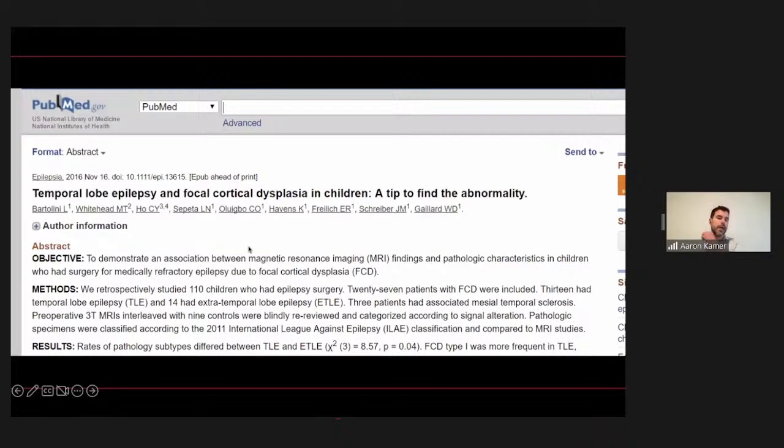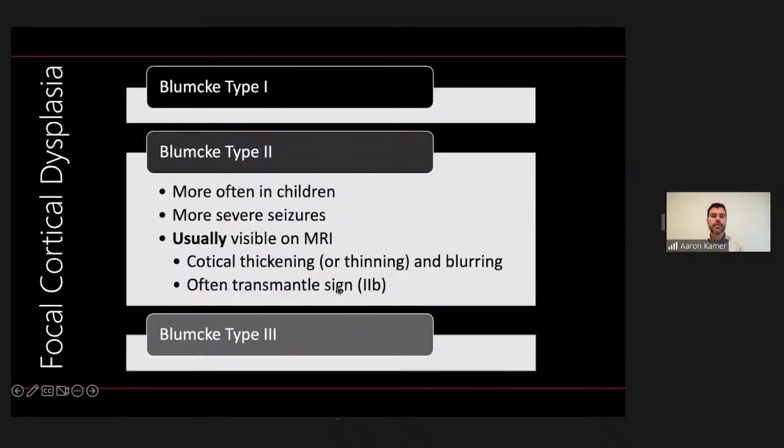All right. I like this article a lot. It was a good review of a lot of different types of dysplasia, especially in pediatric patients. The pun is a little weak, I think. A tip to find the abnormality, because they're talking about temporal tip dysplasia. Not a huge fan. But again, a good review article nonetheless.